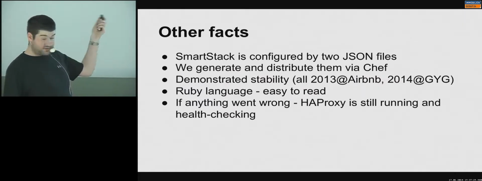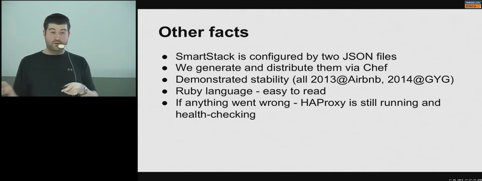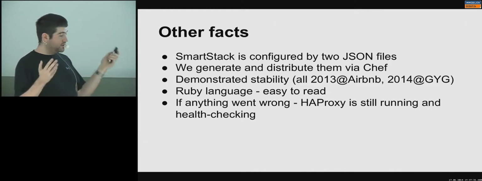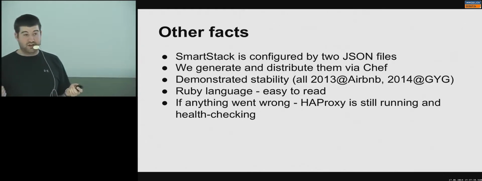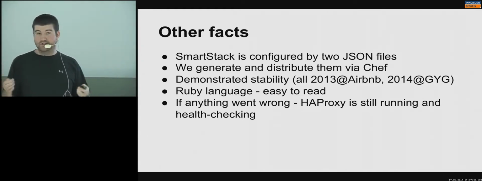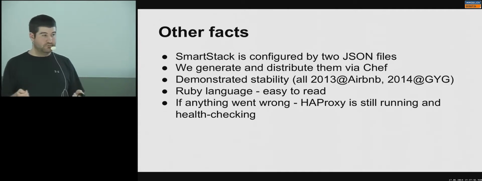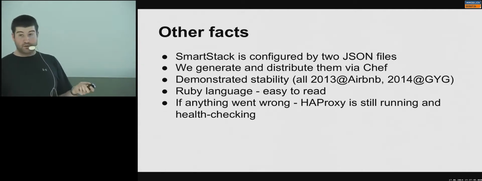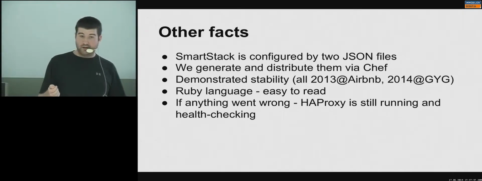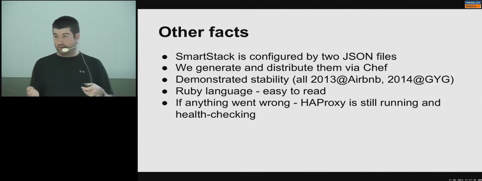So yeah, this stuff, it's just 2 JSON files, one for Nerve, one for Synapse. We distribute them through Chef, so it's just a little Chef recipe, which is also completely open source. And it's stable. It's been used all through 2013 at Airbnb. It was open source in November.